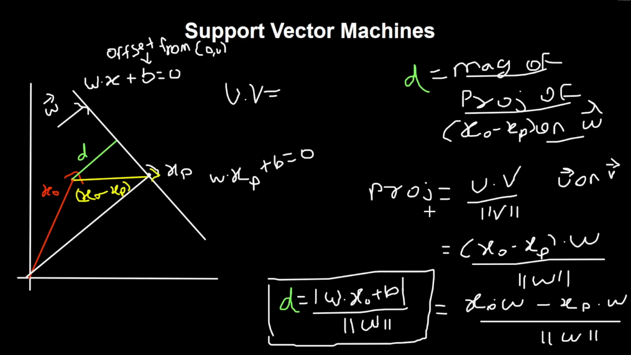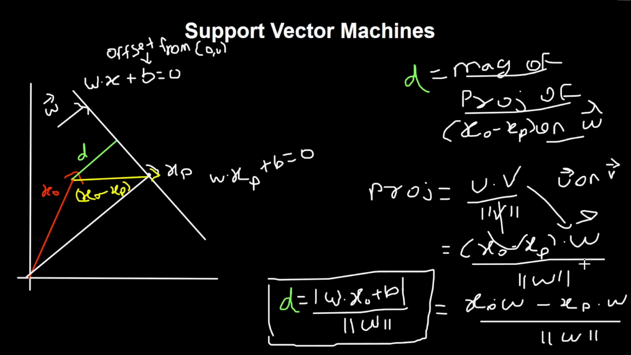Or on the other side, we can interpret this as the unit vector, which is v. So here u is nothing but x0 minus xp, and v is the normal vector, and d is the distance we need to calculate. Using the projection formula, we can substitute the values of u and v here.